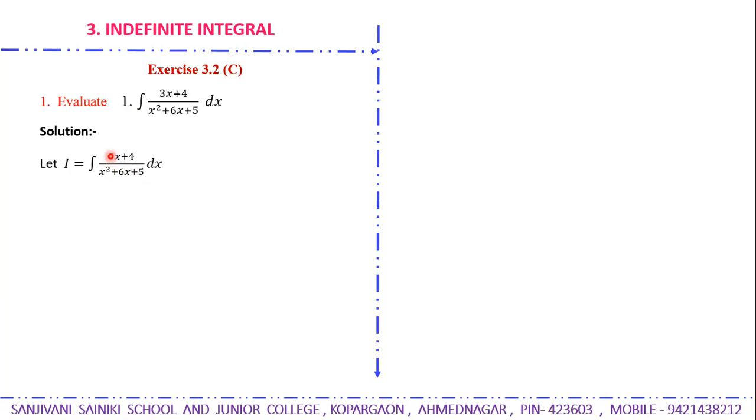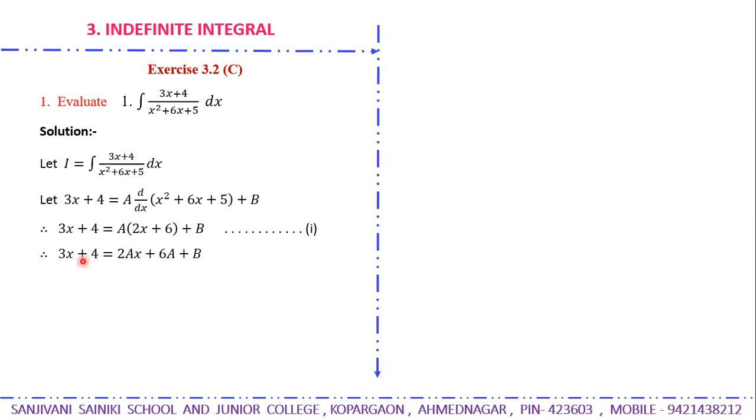Here the numerator is expressed as a into the derivative of the denominator plus b. So 3x + 4 is equal to a times d by dx of (x² + 6x + 5) plus b. Therefore, 3x + 4 is equal to a times (2x + 6) plus b. Now, 3x + 4 is equal to 2a into x plus 6a plus b. That means 2a is 3 and 6a + b is 4.